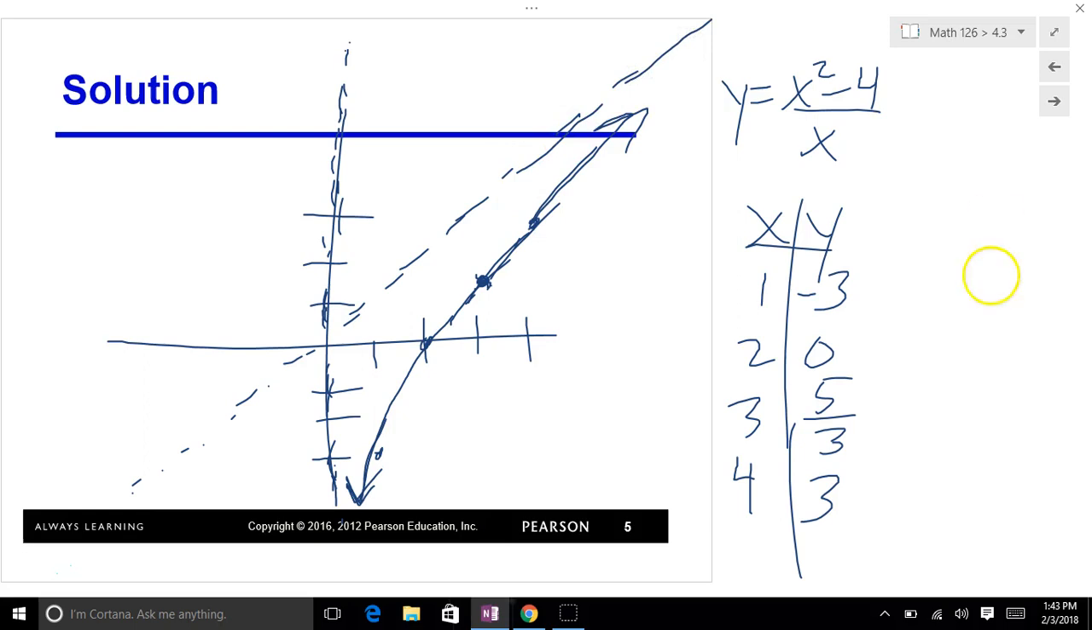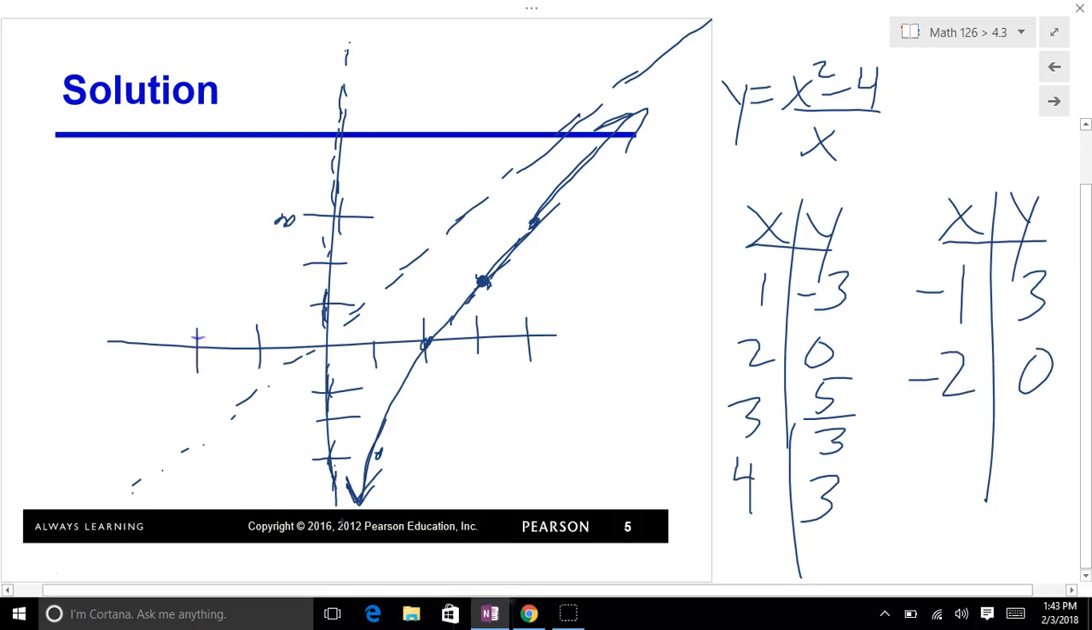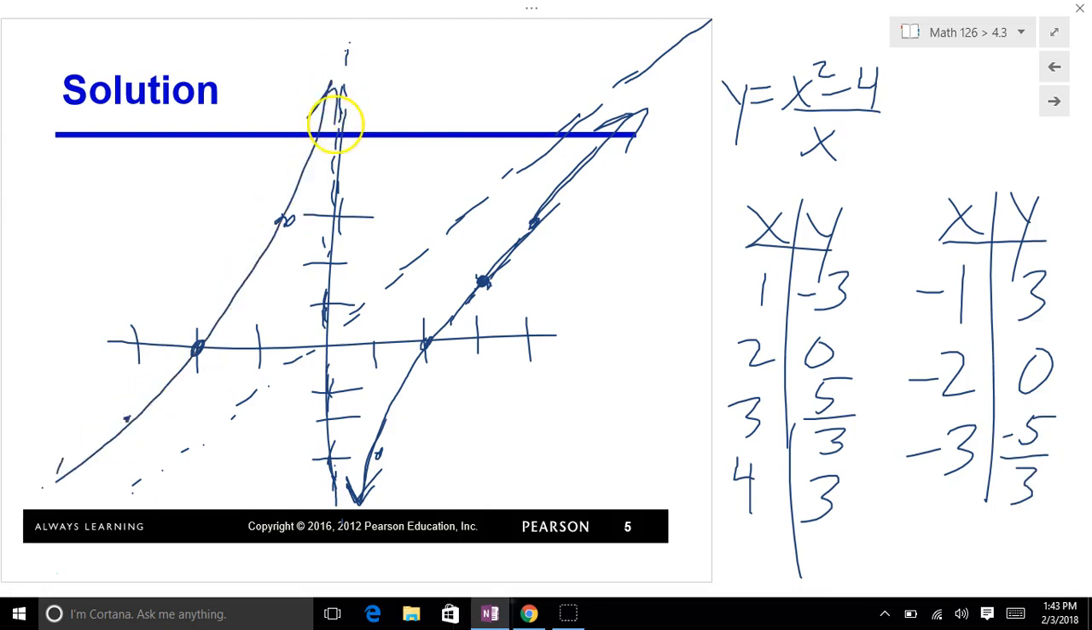I could keep plotting some points there, but we could throw in some other points like negative 1, and we've got negative 3 on top over negative 1, which is 3, so negative 1, 3, negative 2, we got 0, negative 3, we got 5 on the top over negative 3, so negative 5/3, negative 3, I'm down 1 2/3 of the way. Anyways, we keep going with this. That's what you're going to see, because we're approaching the slant asymptote here, and over here it's going to shoot us up because of our vertical asymptote.